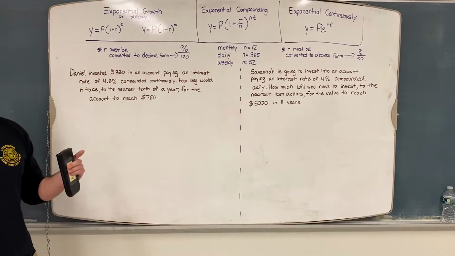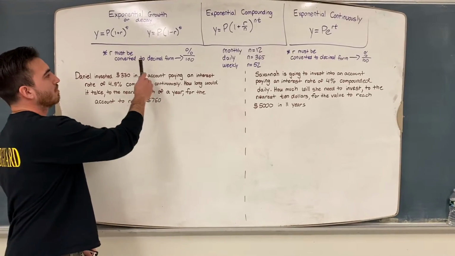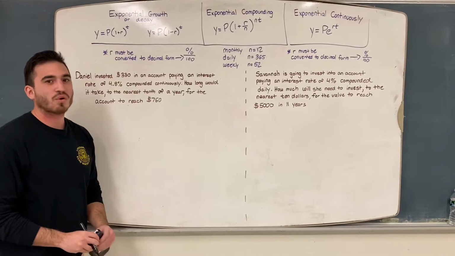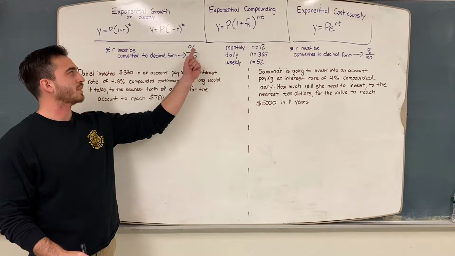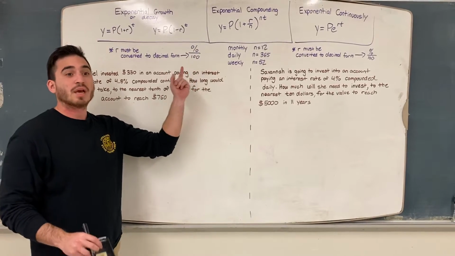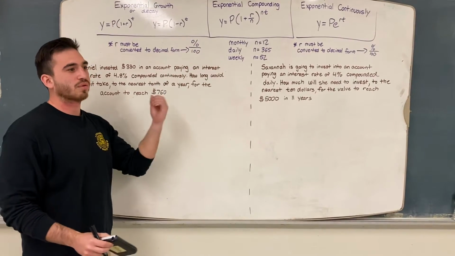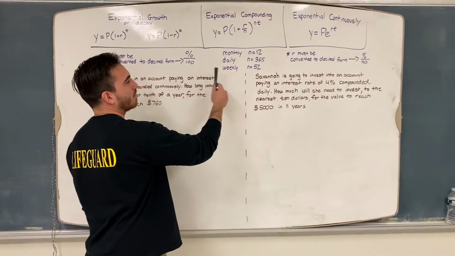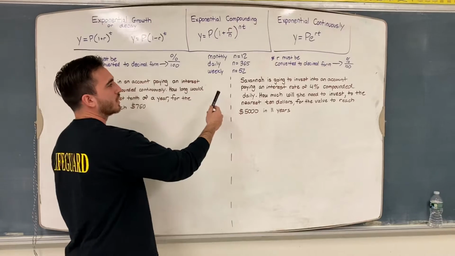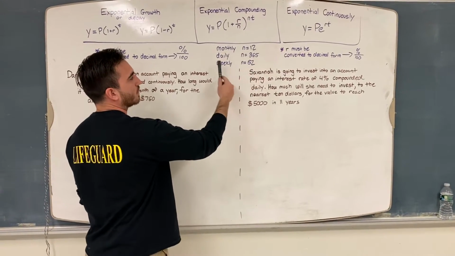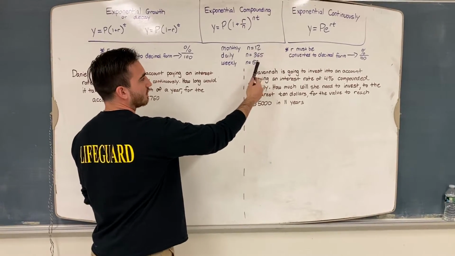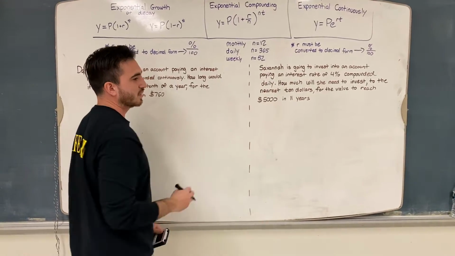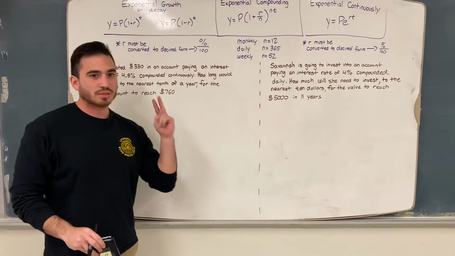Two things you gotta remember when doing this is that your r must be converted to decimal form. In order to do this, you take your percent and divide it by 100. You could also move the decimal over 2 spots to the left. With compounding, they're gonna say compounding monthly, daily, weekly. You need to know that for monthly, n is 12, daily, n is 365, and for weekly, n is going to be 52.